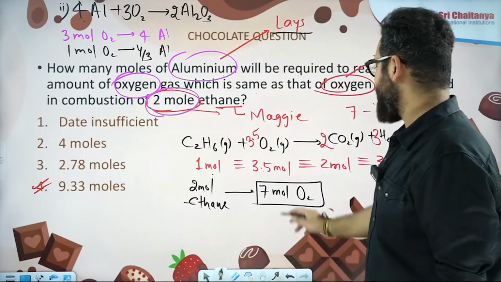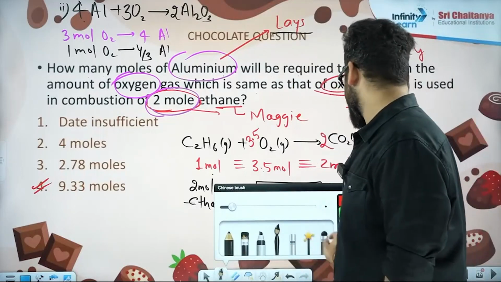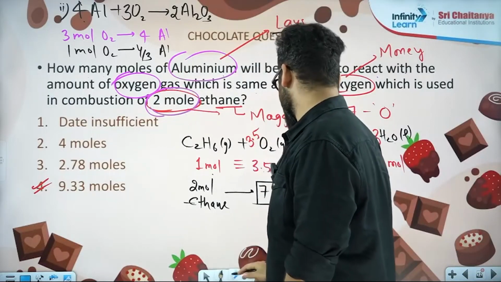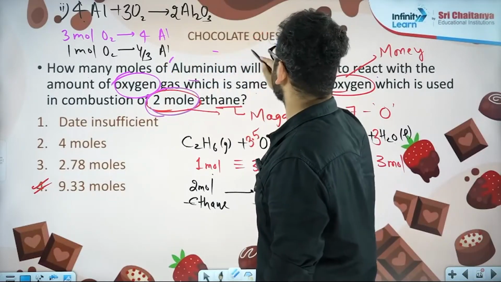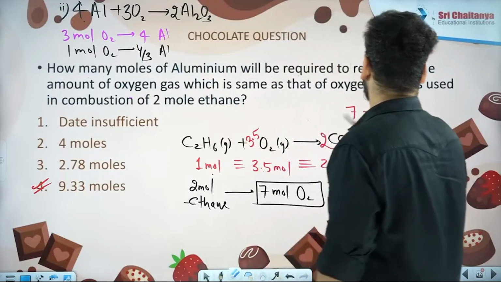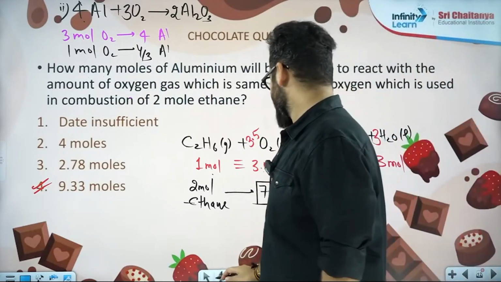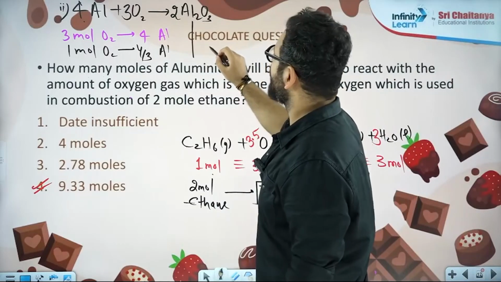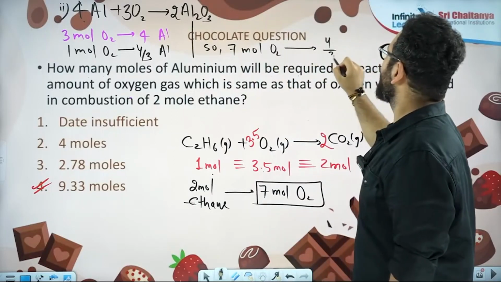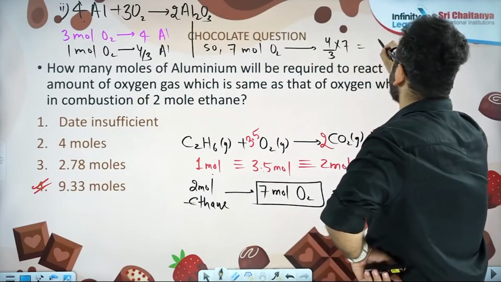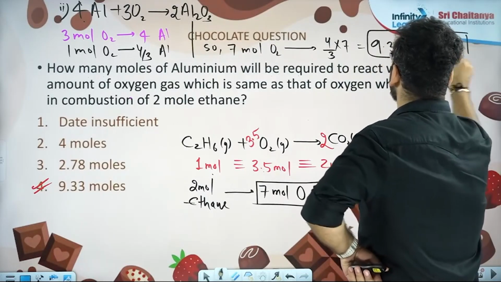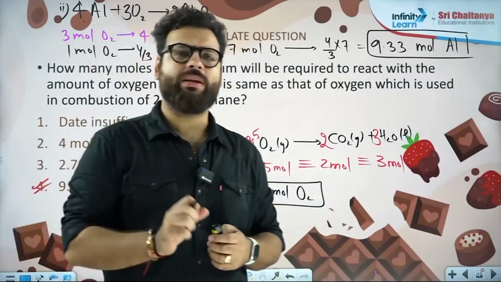So here the question was regarding 7 mole oxygen. So 7 mole oxygen will get us how much? 7 times 4 by 3. Tell me, is it clear to everyone or not? Seven mole oxygen can buy us 4 by 3 into 7 Lay's packets. So 9.33 moles of aluminium can be purchased. We'll talk about limiting reagent today.